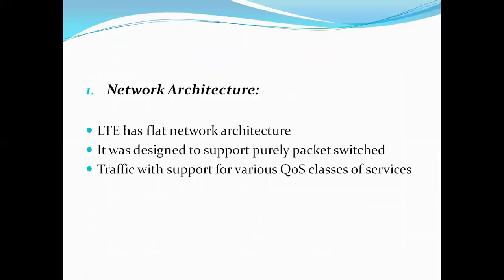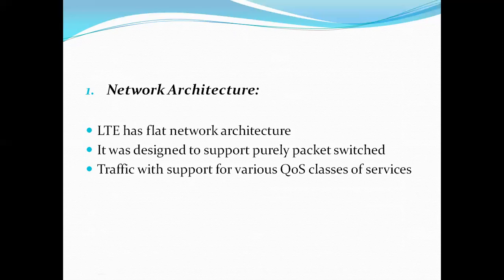The first one is the network architecture. Unlike 3G networks, LTE was designed to support packet switched traffic with support for various QoS classes of service. The LTE radio access network, E-UTRAN, was designed to have the minimum number of interfaces, that is, the minimum number of network elements.